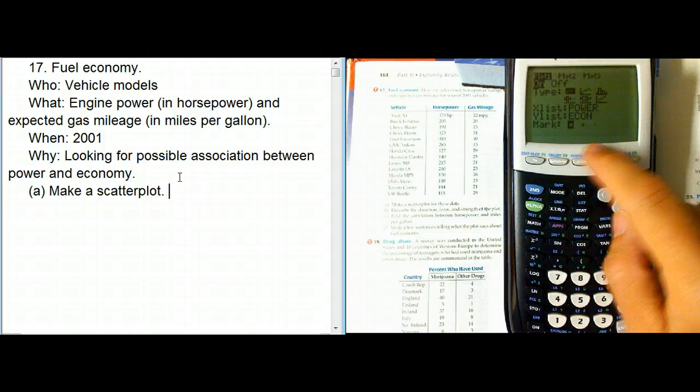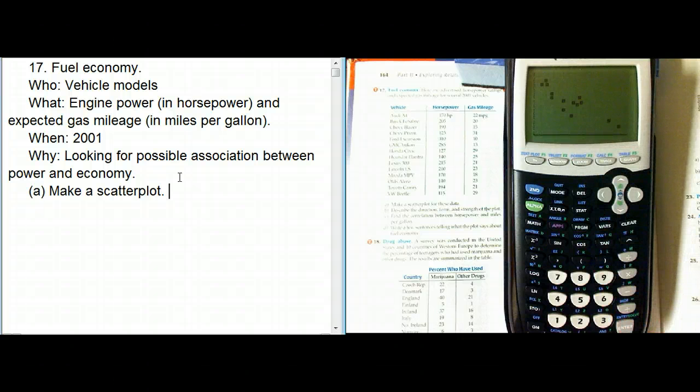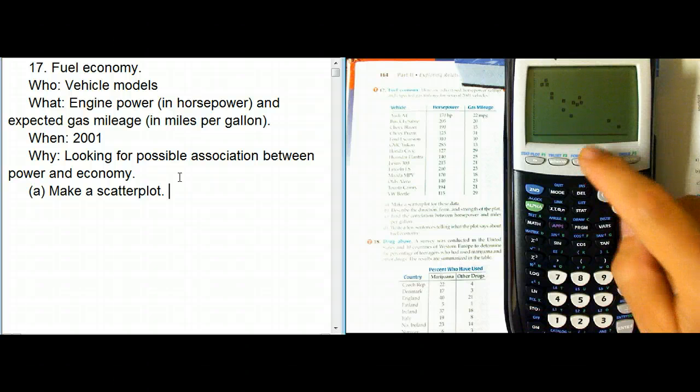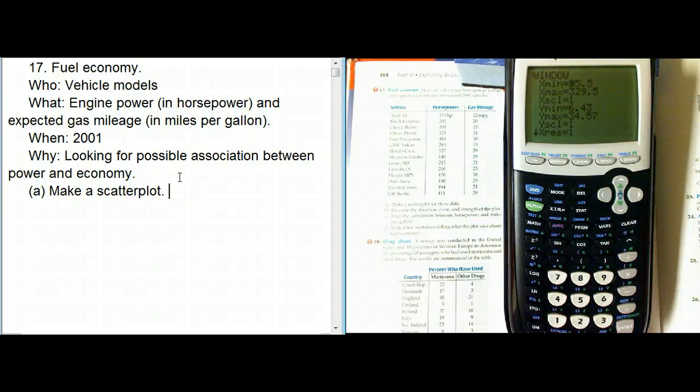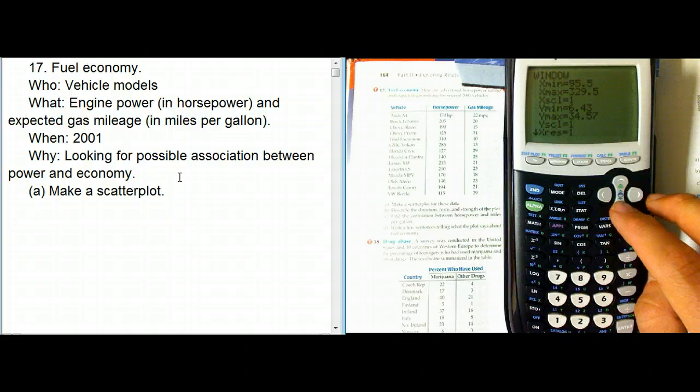Okay, I did zoom 9 and here's the scatter plot. Now, whenever you do zoom and you let it take control, you should always go to the window and see what it's doing here. The values are between 95.5 and 329.5 for the horsepower. Makes sense. That's pretty good scaling for these values.